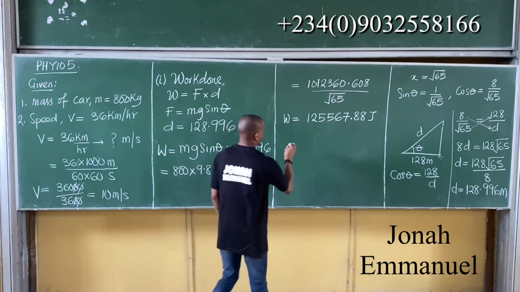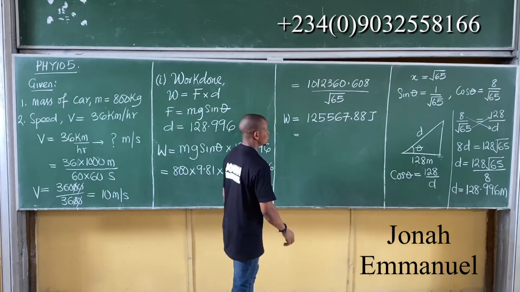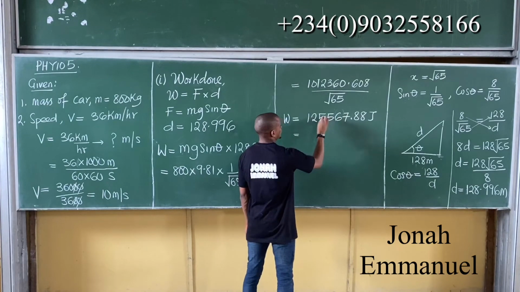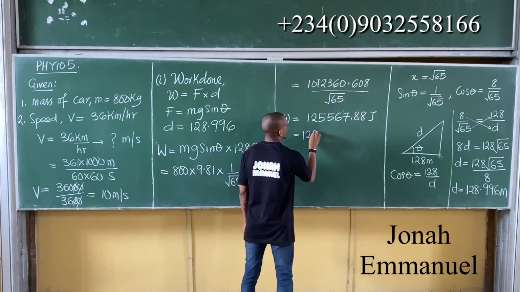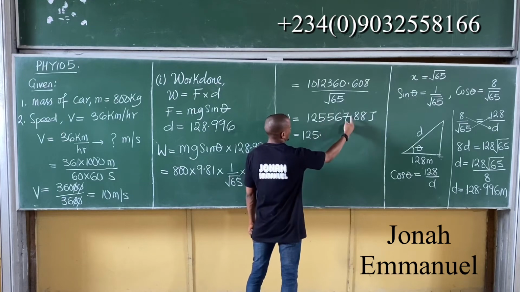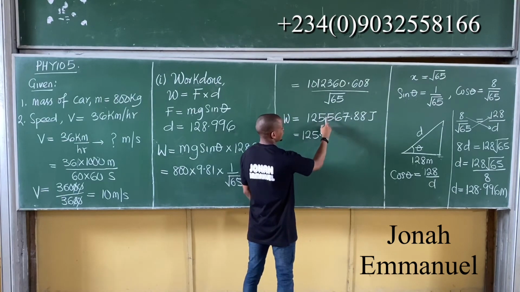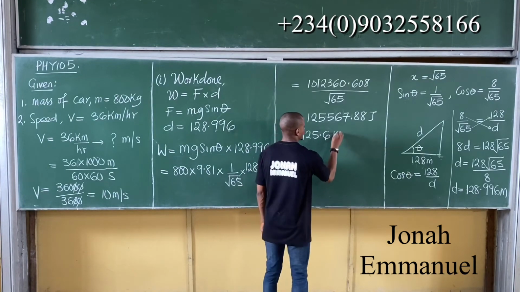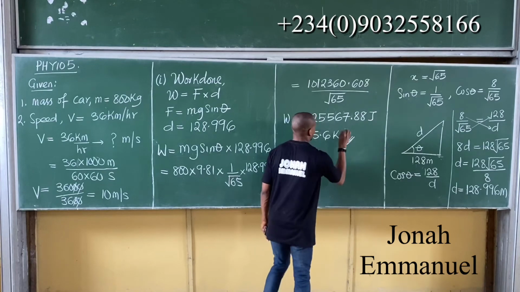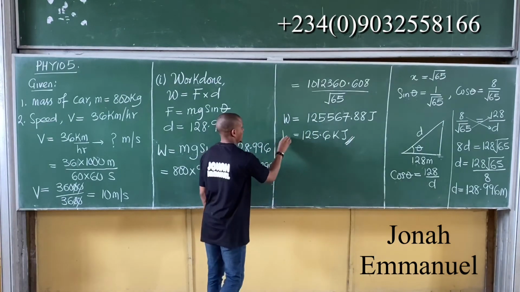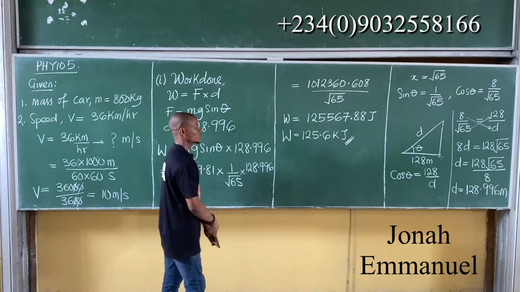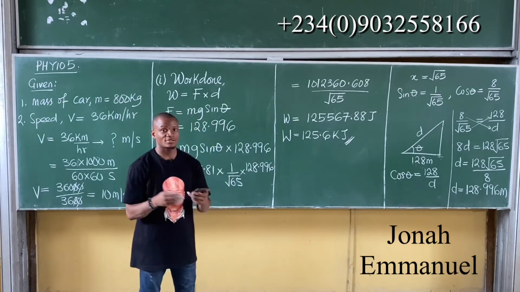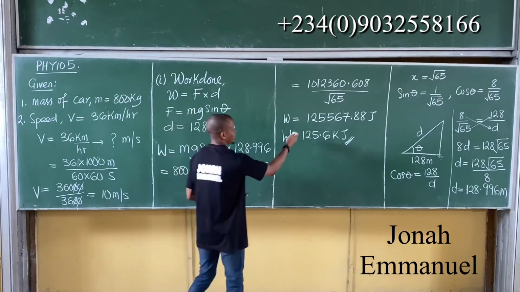Alright, so let's convert this in terms of kilojoules. From here, take 3, 1, 2, 3. If I place my dot here, it becomes 125 point, approximately 6, and then it becomes kilojoules. So hence, the work done by the car is 125.6 kilojoules. Or you could simply leave it here, it's correct.